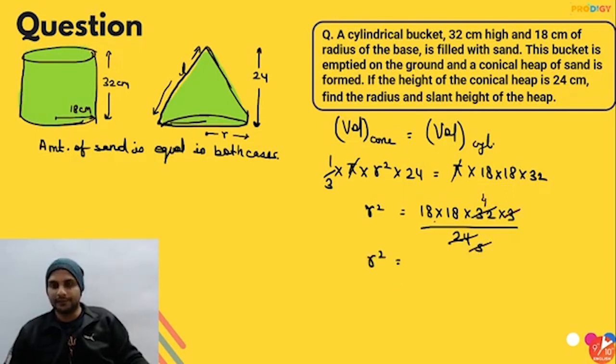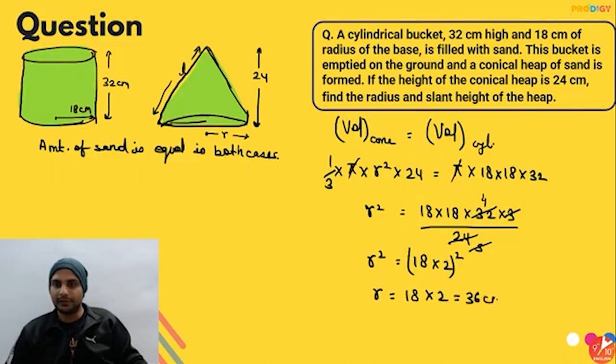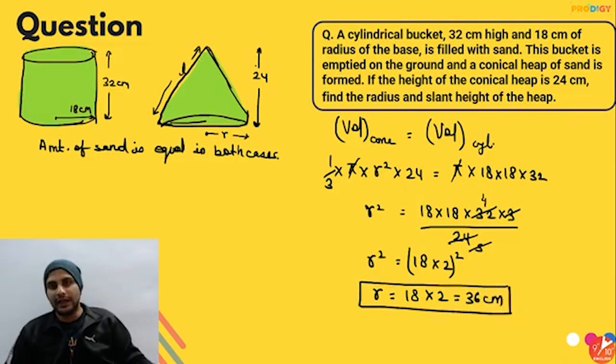So r square will be 18 square and 4 is 2 square. So 18 into 2 whole square it is. So r will be equal to 18 2s are, which is 36 centimeters. Radius is 36 centimeters, height is 24.